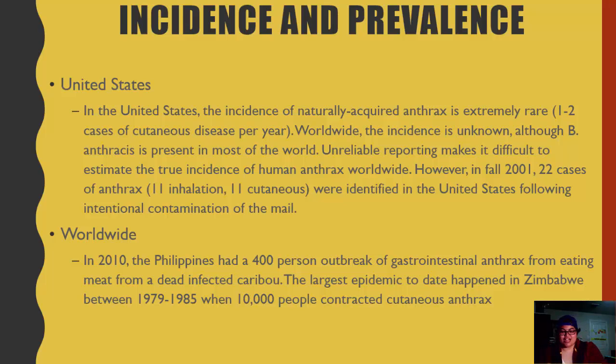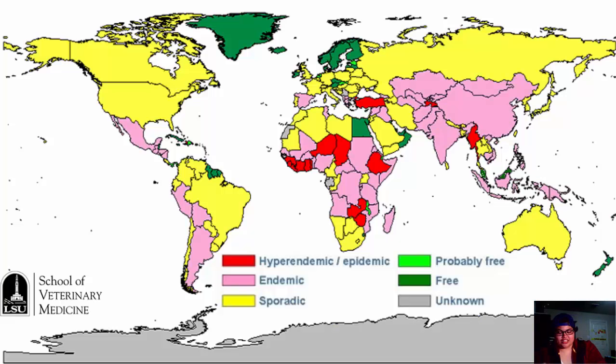So here with this map provided by the School of Veterinary Medicine from LSU, each color has a significant meaning. Yellow is sporadic, pink is endemic, red is hyperendemic and epidemic, light green is probably free, dark green is completely free, and gray is unknown. Obviously, we're not going to know about Antarctica.